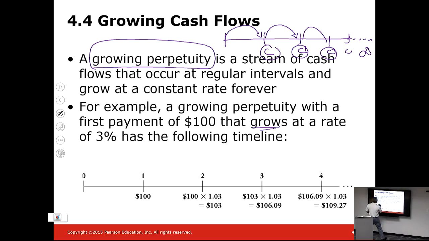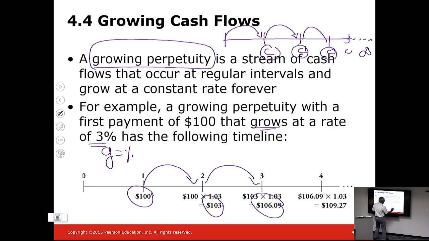It grows at the rate of 3%. This growth is called the rate of G, or G%. Right? It's growing at a rate of G%. Constant growth. That means the $100 a year from now will grow at 3% to 103. That 103 will grow at 3% to 106.09. That 106.09 will grow at 3% to 109.27.